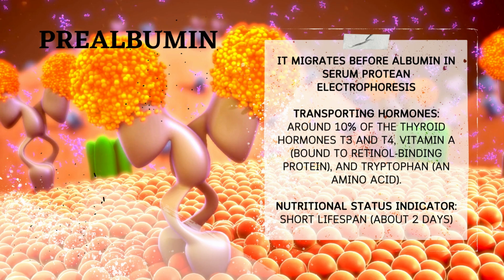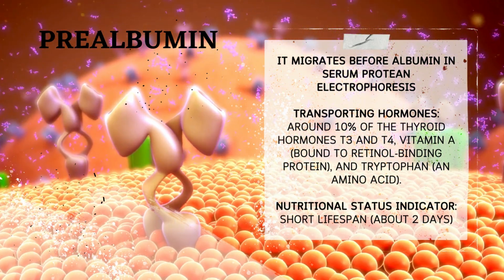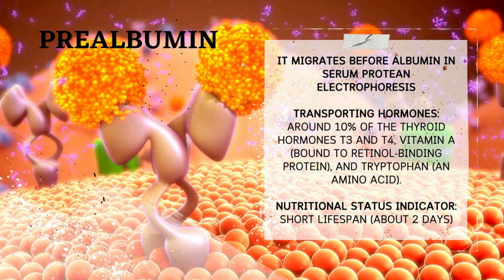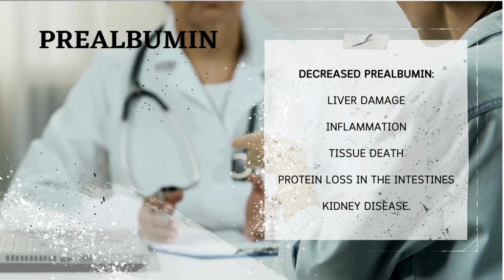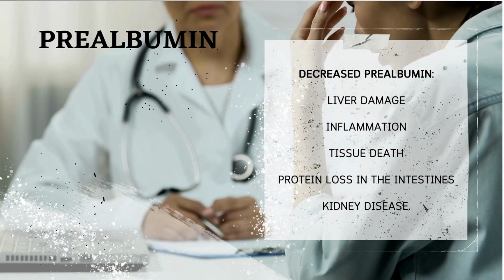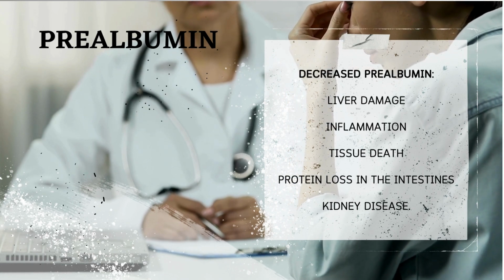Nutritional status indicator: due to its short lifespan, about 2 days, and specific amino acid composition, pre-albumin levels can reflect dietary protein intake. Low levels might suggest inadequate protein nutrition. Disease marker: measuring pre-albumin levels can also be a valuable tool in disease diagnosis and monitoring.